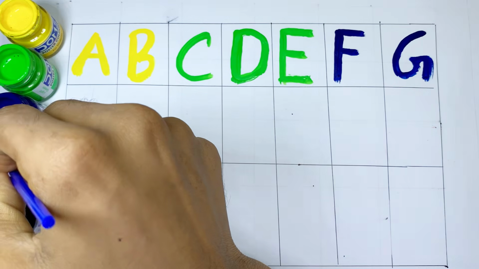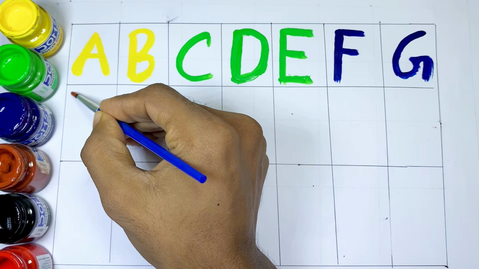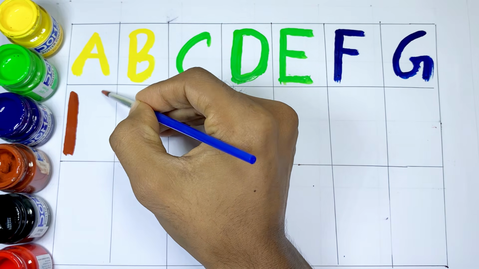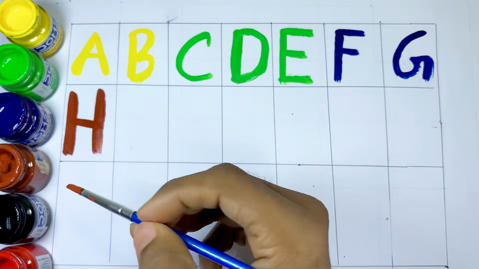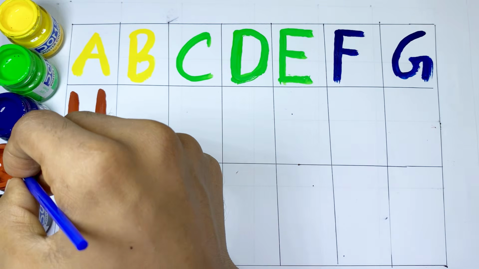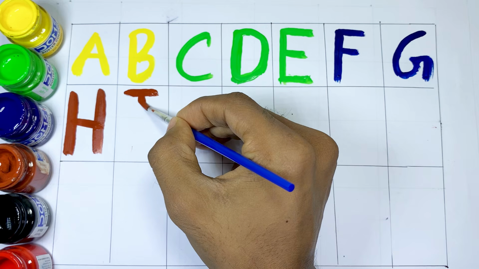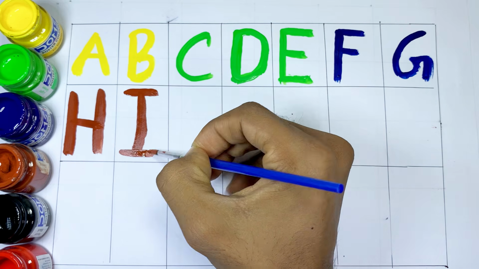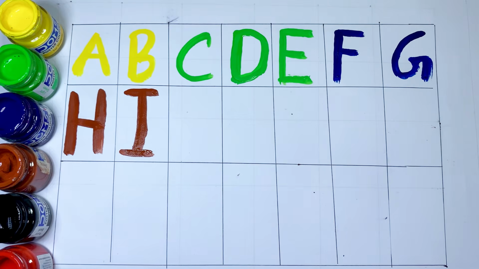Now you draw H and use brown color. H for helicopter, H for hand. I for ice, I for ice cream.